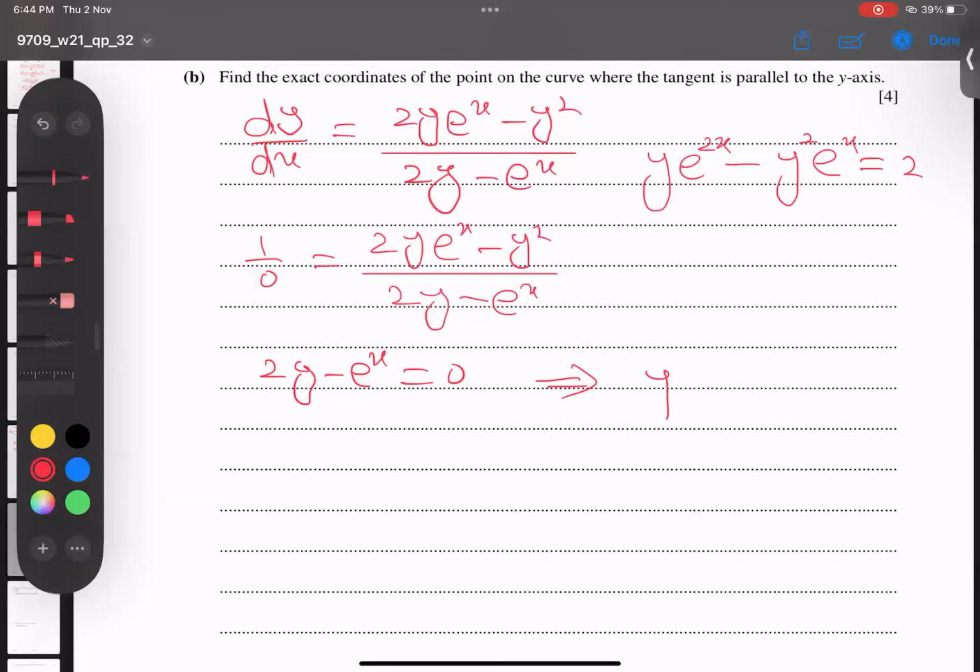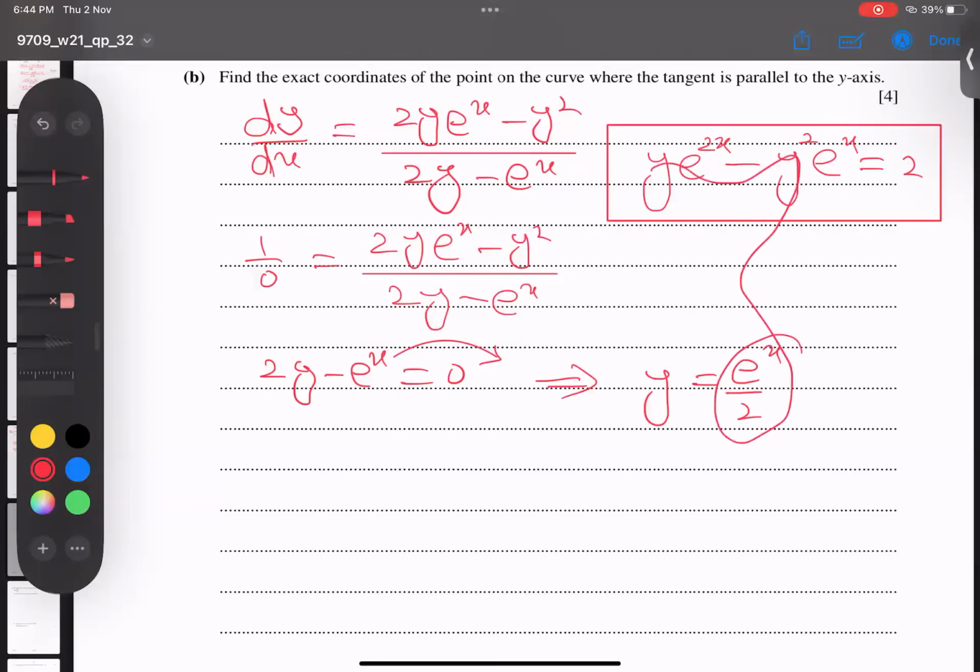So I got y: this e to power x will go to the right side, so y equals e to power x divided by 2. This value I can plug in here and here. The reason is I have to remove either y or x one by one. So I think this is my actual question. So I will plug in this value here and here. So I'm saying equation number 1.